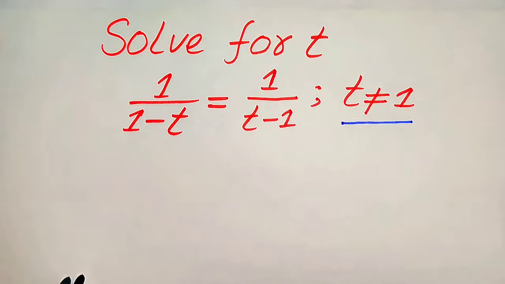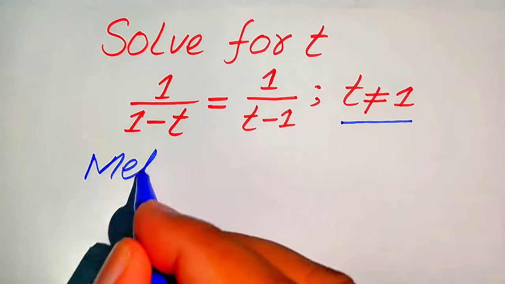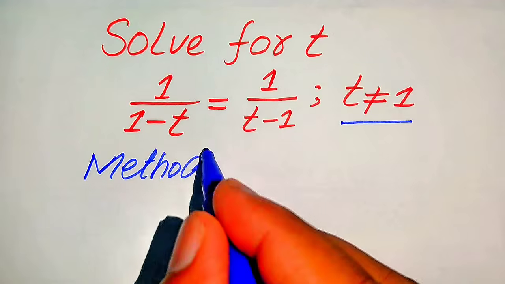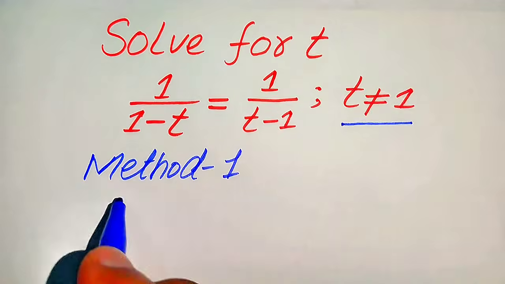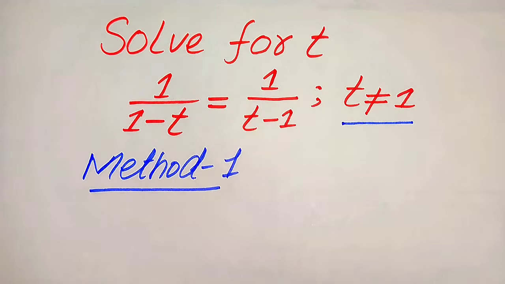So we solve this problem by two methods, and I hope you like both of these methods. But if you have any other method in your mind, please don't hesitate to write this method in the comment section. Now in this method, here we just need to cross multiply the terms.